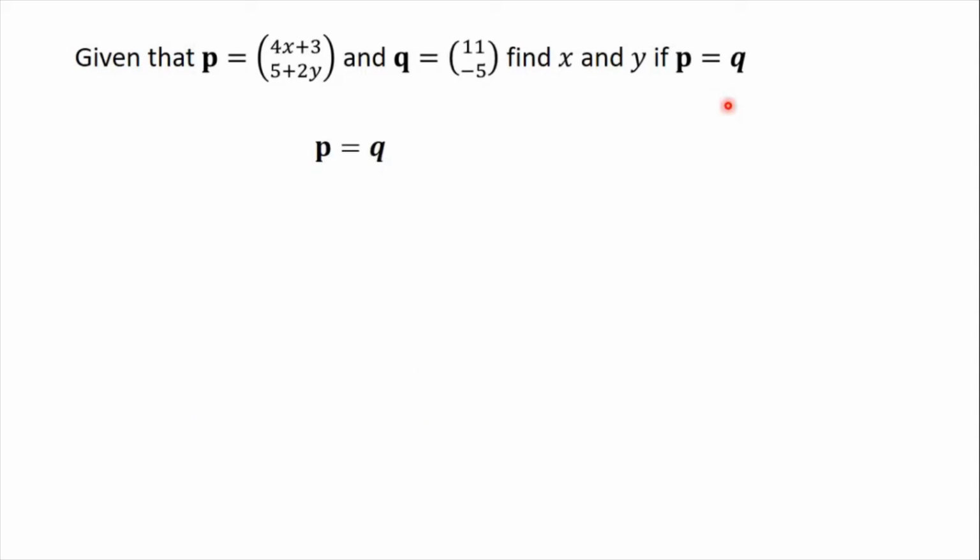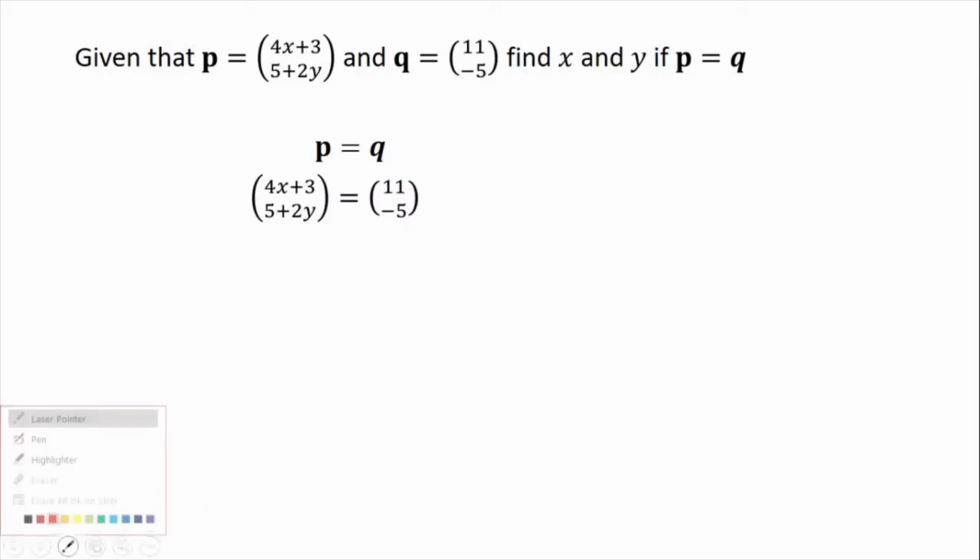(4x plus 3, 5 plus 2y) for p, and for q we have (11, minus 5), and p is equal to q. Now if p is equal to q, we can say that (4x plus 3, 5 plus 2y), which is vector p, is equal to (11, minus 5), which is vector q. So from here, we know that this x component here is equal to this x component here. So we can say that 4x plus 3 is equal to 11.